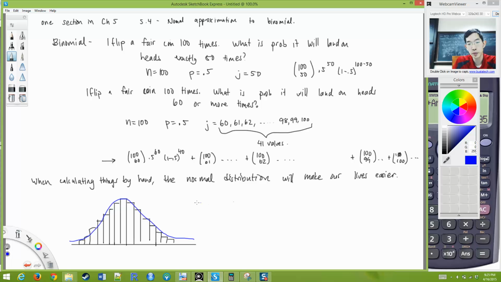Do you remember what, if n is equal to 100 and p is equal to 0.5, what is the mean and standard deviation of this binomial distribution? Do you remember? The mean is n times p, so we expect 50 heads, and the standard deviation is the square root of n times p times 1 minus p. So I get the square root of 100 times 0.5 times 0.5, square root of 25, which is conveniently equal to 5.